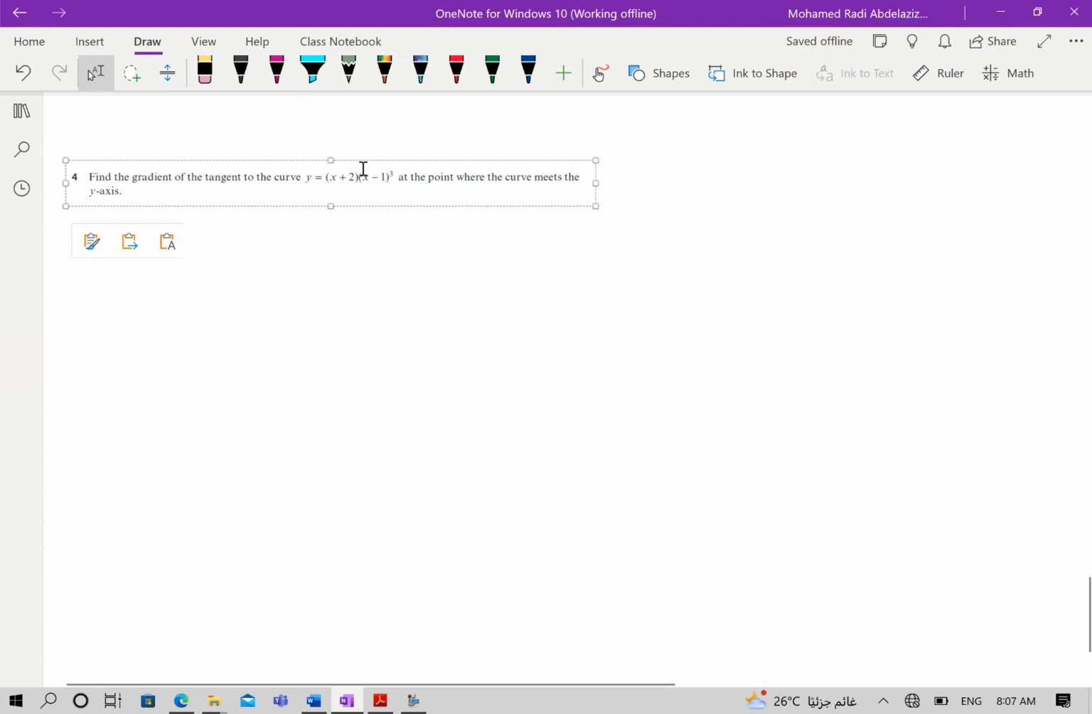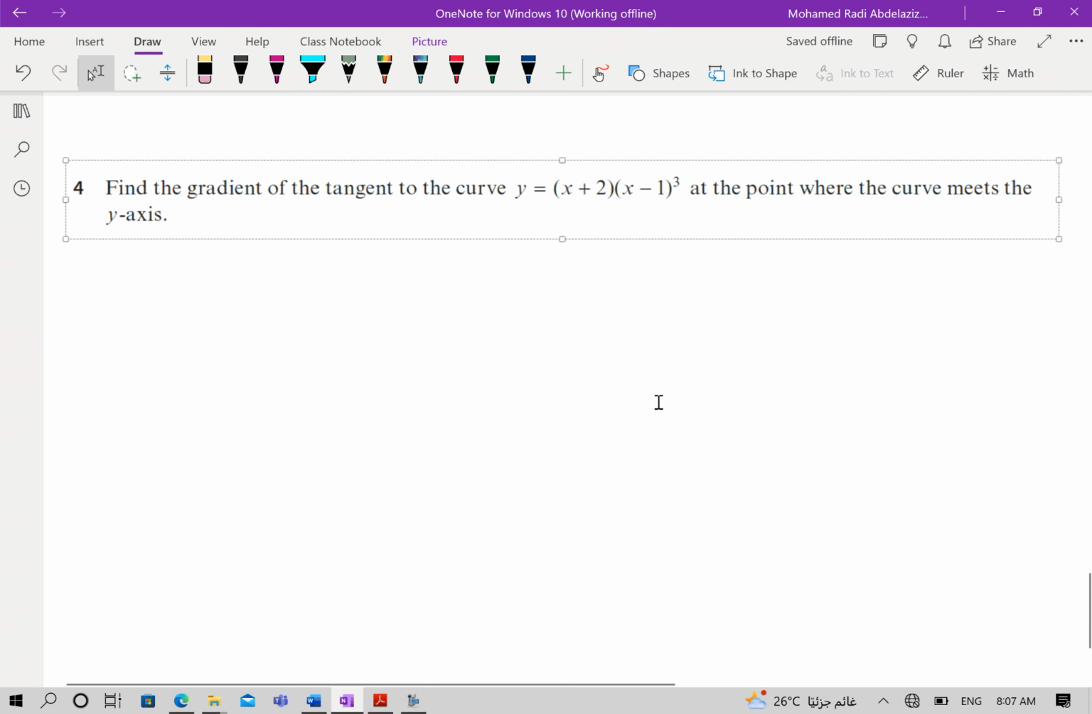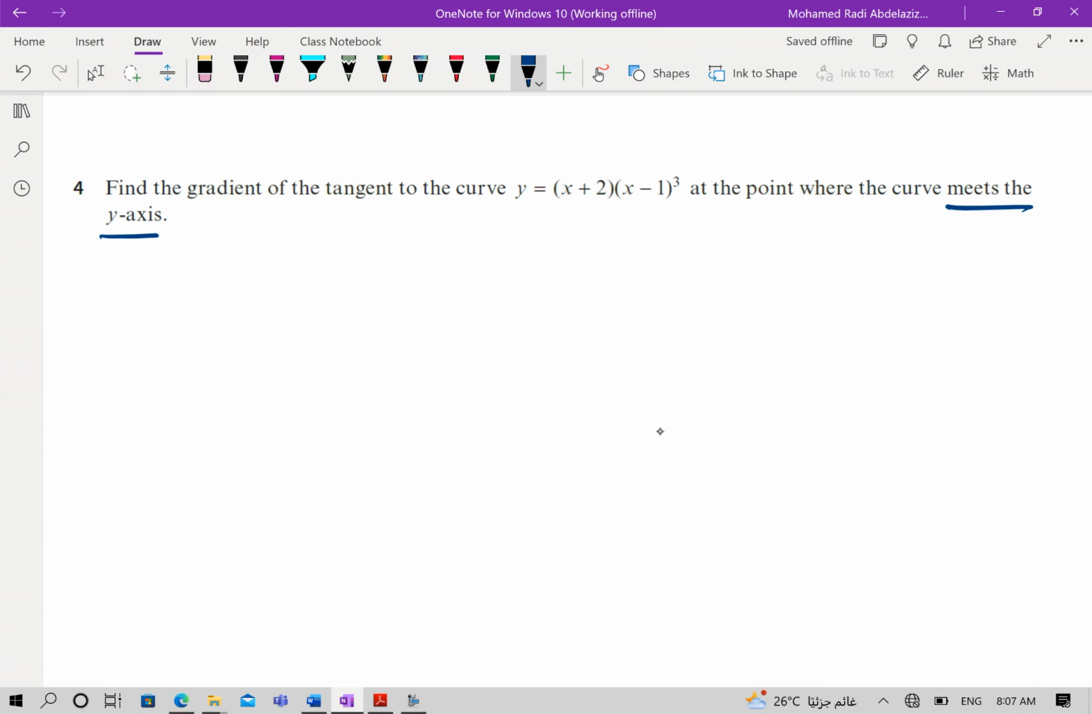The next question: find the gradient of the tangent at the point where the curve meets the y-axis. When I ask you to find the gradient, I need the value of x. What is the value of x? After you differentiate, you can use it. But he gave another piece of information to get the value of x.